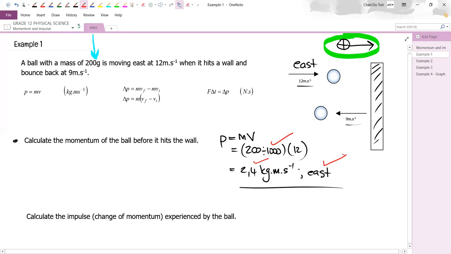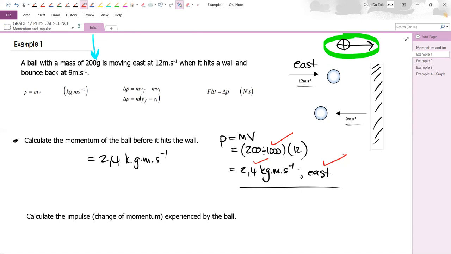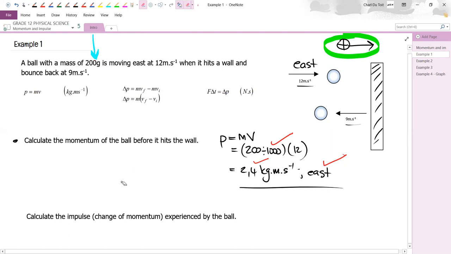If you wrote this, 2.4, then you get 0. If you write 2.4 kilograms meter per second, you might get 1 mark. That's 2/3 of the marks gone already. So you must write the equation, must fill in the equation. You must get the answer with the unit and the direction if it's a vector.